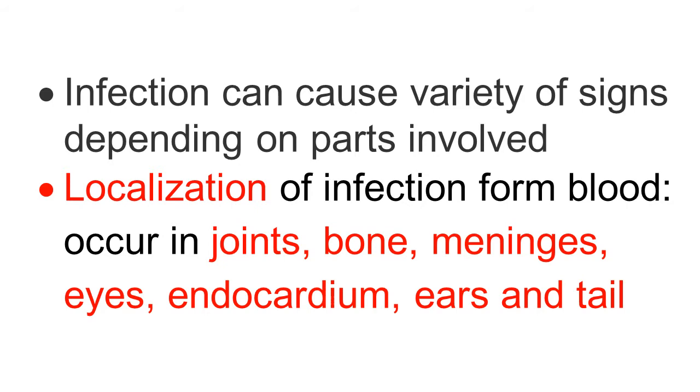Localization of infection from blood occurs mostly in joints, so this is named joint ill, or septic arthritis. Localization of infection also occurs in bone, meninges causing meningitis, eyes, endocardium, ears, and tail.